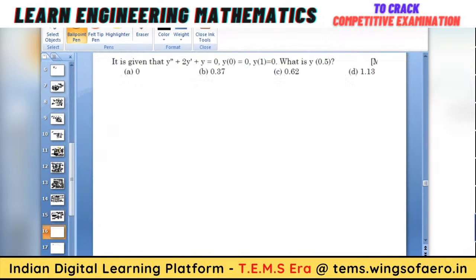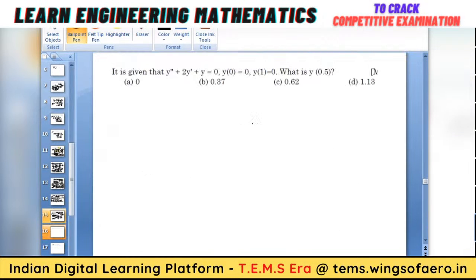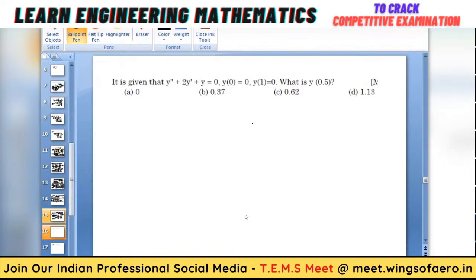Next. This is easy. You have to solve it. I won't solve this one. And tell me the answer.